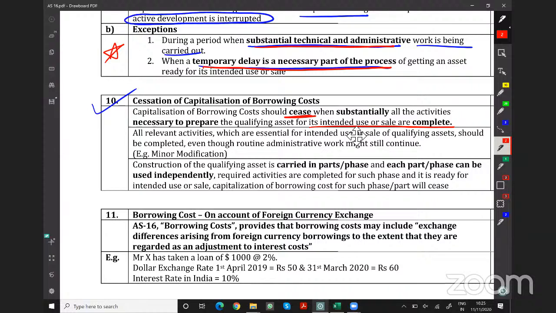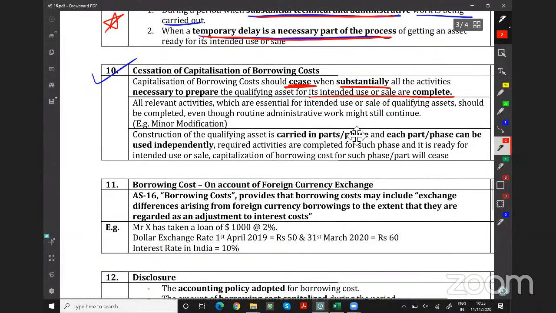Capitalization of the borrowing cost should be ceased, meaning stopped, when substantially all the activities necessary to prepare the qualifying asset for its intended use or sale are completed. All the relevant activities which are essential for its intended use or sale of the qualifying asset should be completed, even though routine administrative work might still continue.